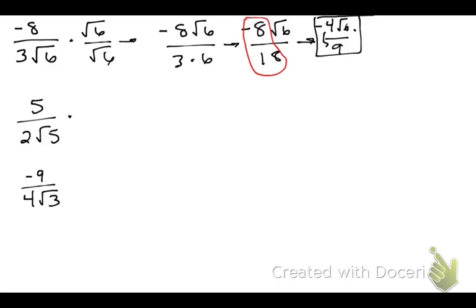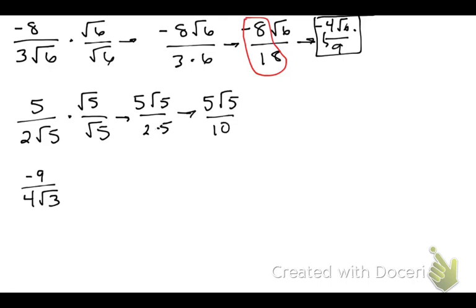For the first one, we need to multiply by root 5 over root 5. And this would give us 5 root 5 over 2 times 5. But 2 times 5 is 10, so this is 5 root 5 over 10. And 5/10 simplifies to 1/2, so this would be 1 square root of 5 over 2.